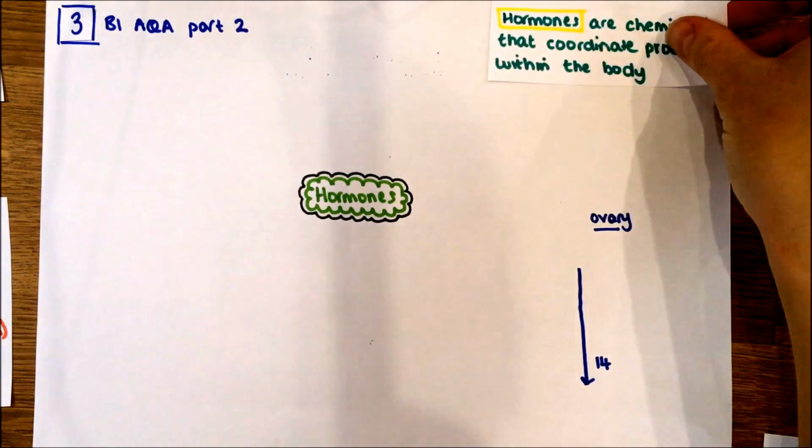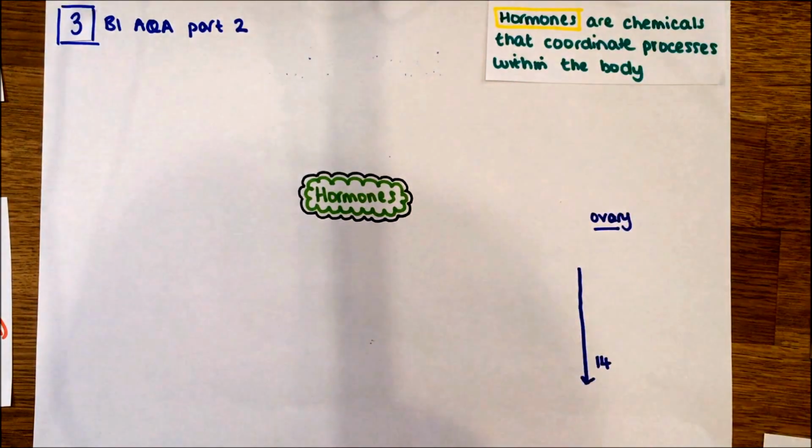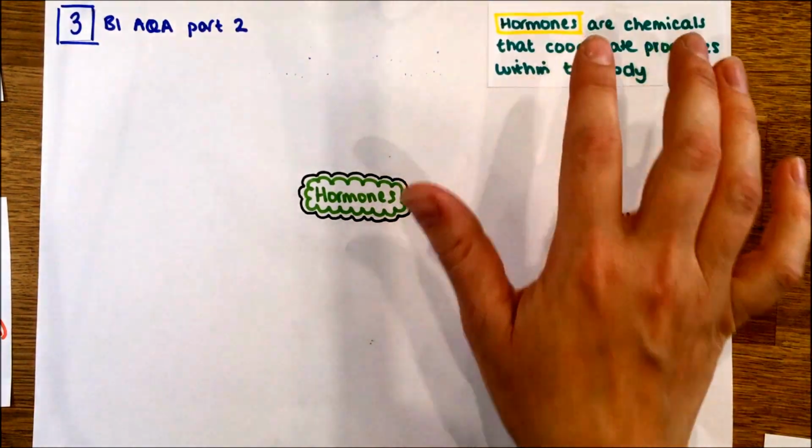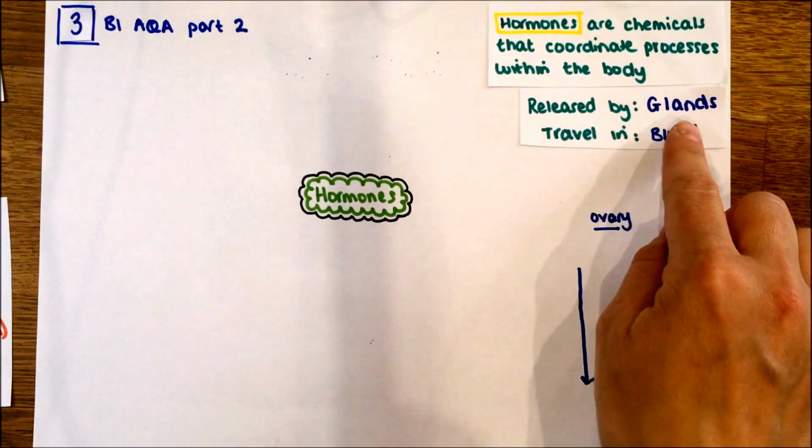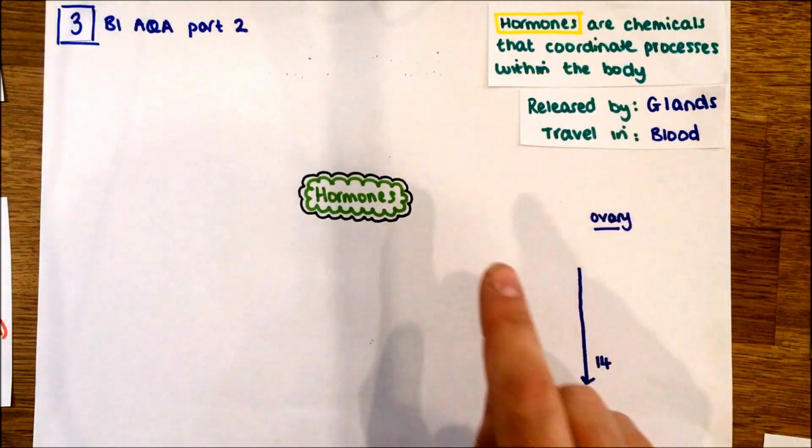So hormones are chemicals that coordinate processes within the body. They help keep things within a certain range, and they're really, really important. Now they're released by glands, which we mentioned in part 1.